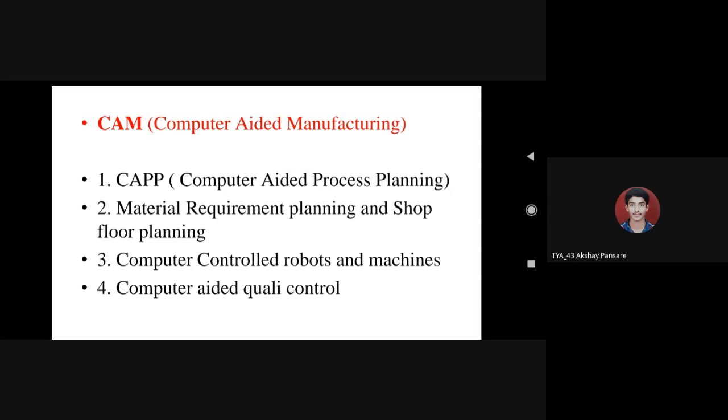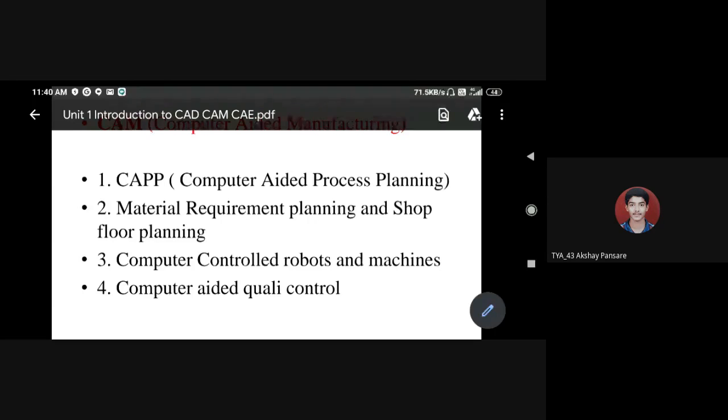Next is computer aided quality control. After the process starts, I will give one recent example. Take the example of sugar industries. What is the procedure? Since last week all the sugar industries have started. Now, from where has the industry's role started?